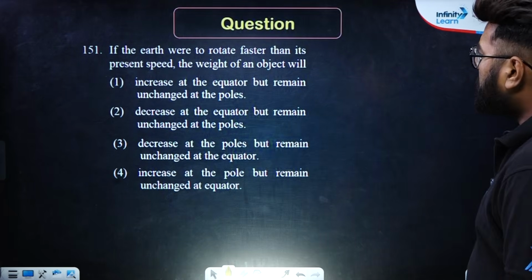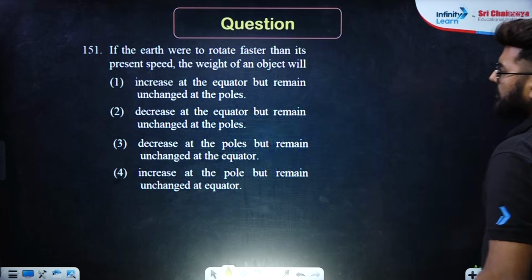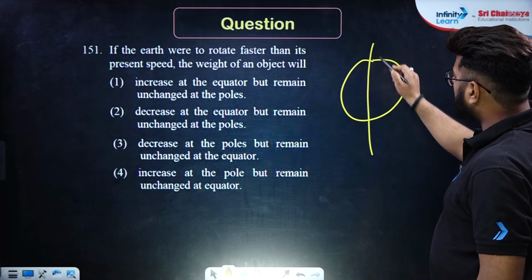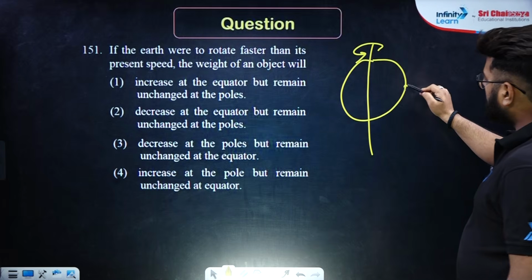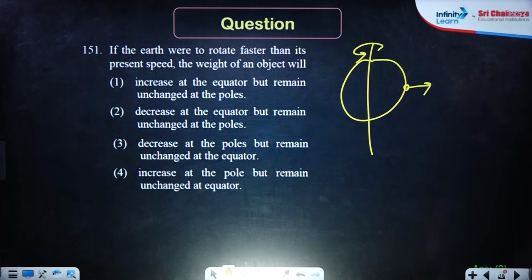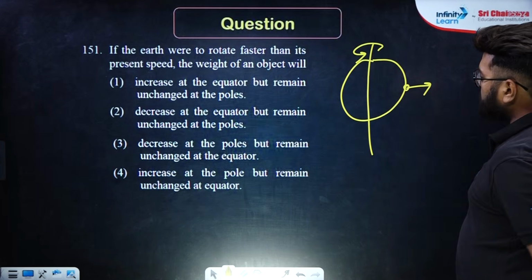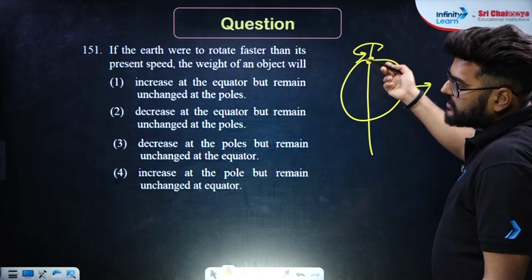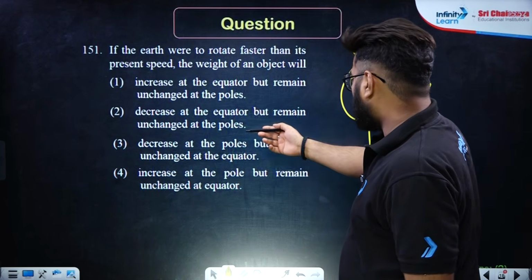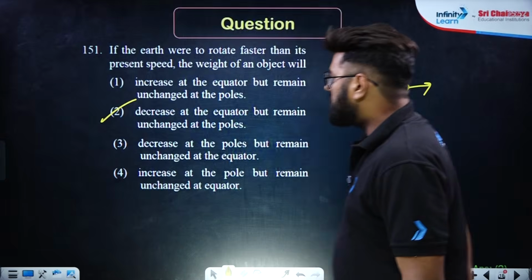If the earth were to rotate faster than its present speed, the weight of the object will be, see, if the earth is rotating at a faster pace, obviously there will be more centrifugal force outside, so the weight is going to reduce at the equator, but at poles there is no effect. So decrease at equator but remain unchanged at poles, option number 2.